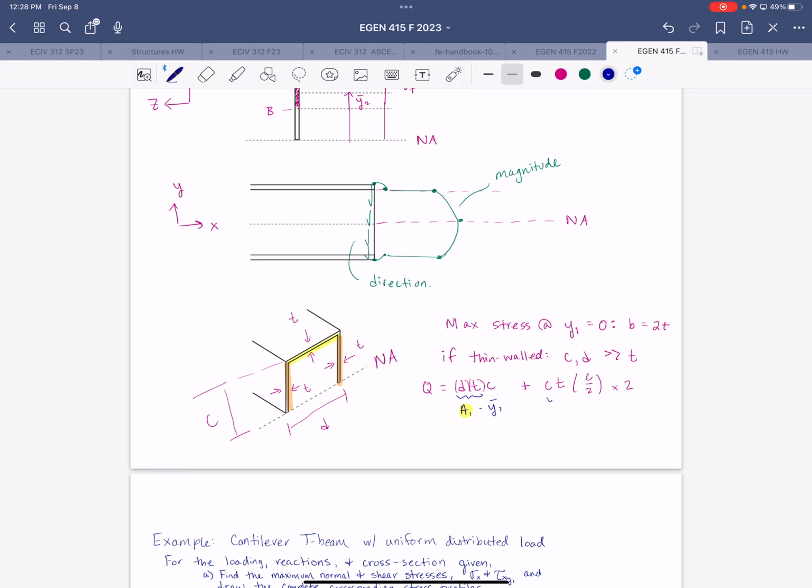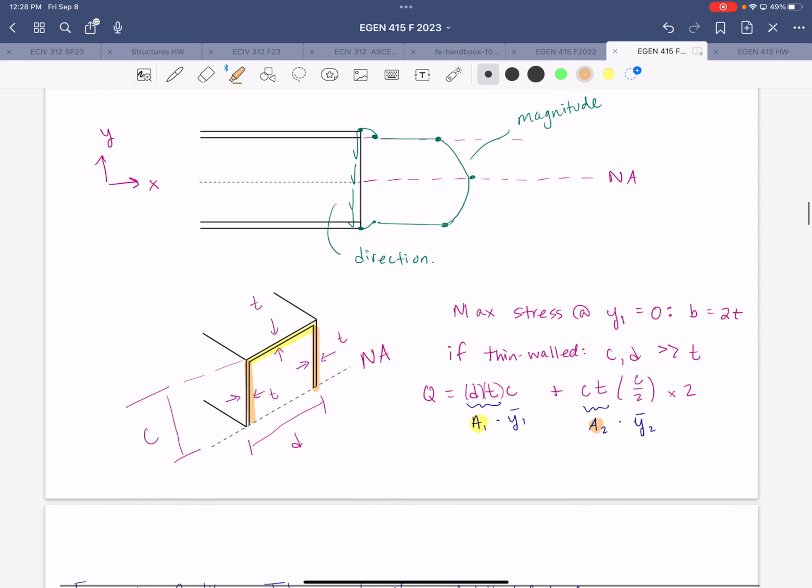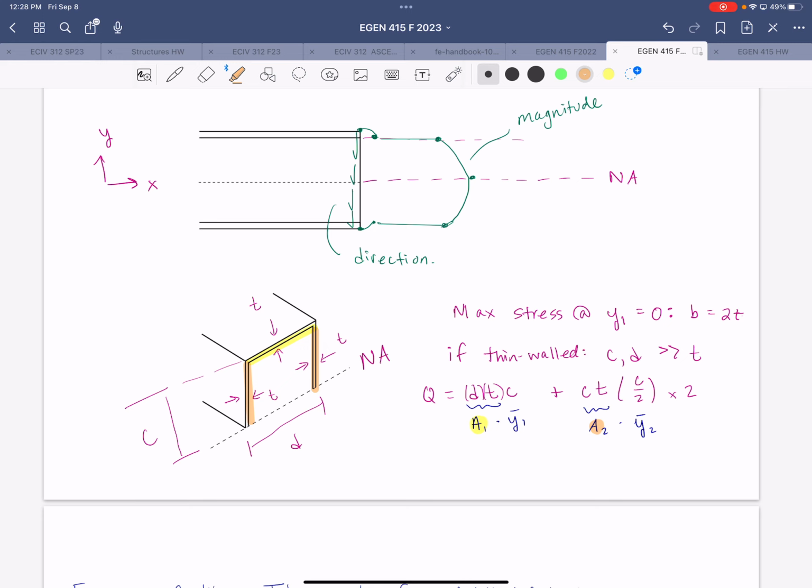So this would be A2 and Y2 bar, where A2 is the orange area. And then the maximum shear stress at that neutral axis would be VQ over 2T IZ.